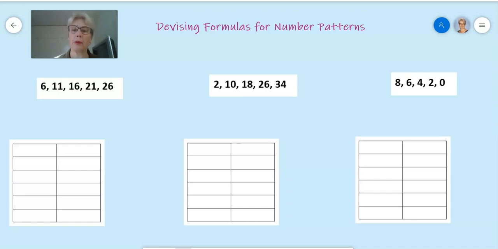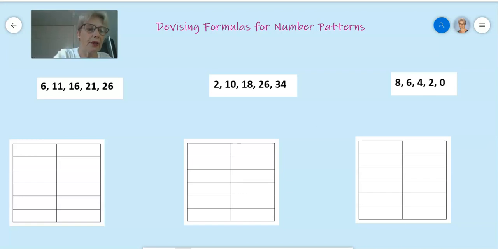A rule for a number pattern allows you to work out the next term in the pattern. But a formula enables you to work out any term in the pattern. So the formula is actually much more useful than just the rule. Okay, let's demonstrate with this first example that we have here.